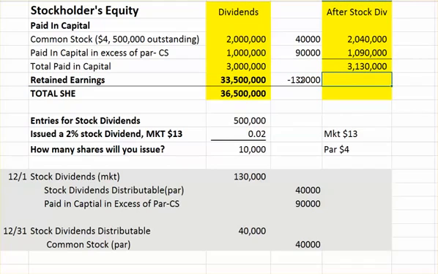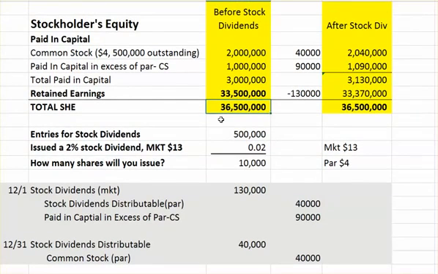Now you see what's going to happen to retained earnings. Retained earnings is going to go down by that same amount. So you'll say $33,500,000 minus $130,000 equals $33,370,000. Total stockholders' equity would then be $36,500,000. You see here that that's exactly the same as before the stock dividends were declared.